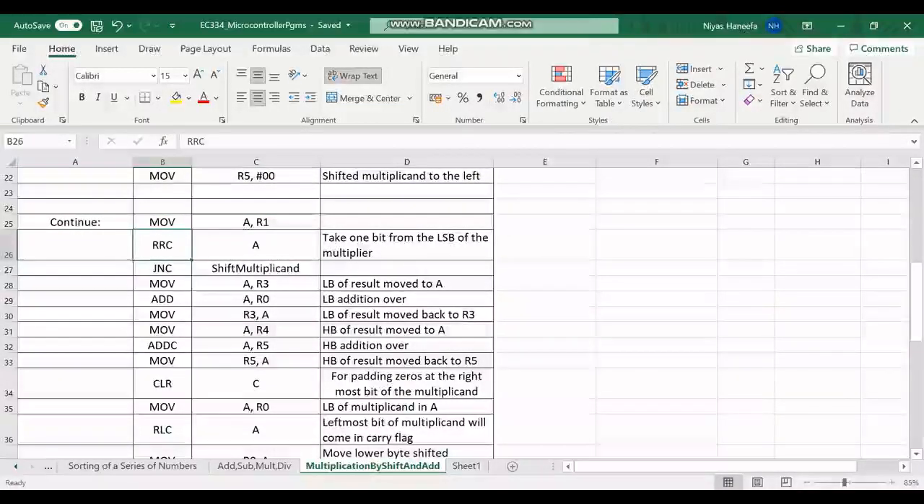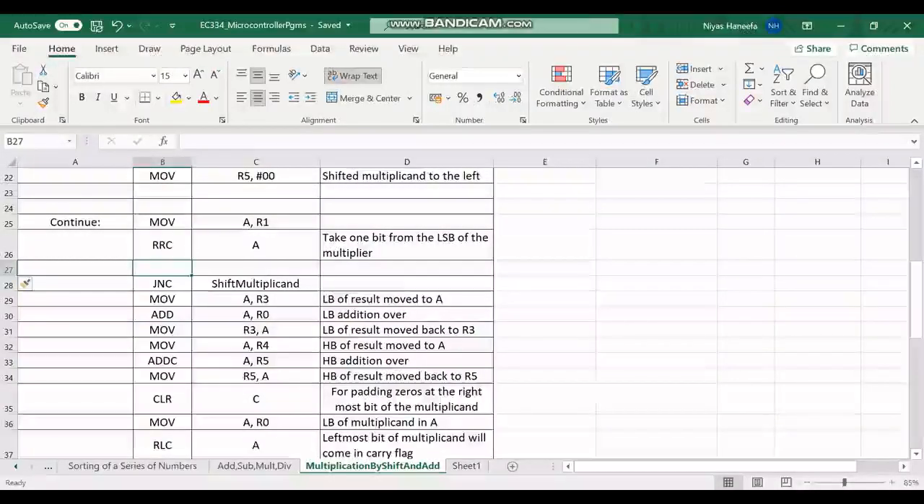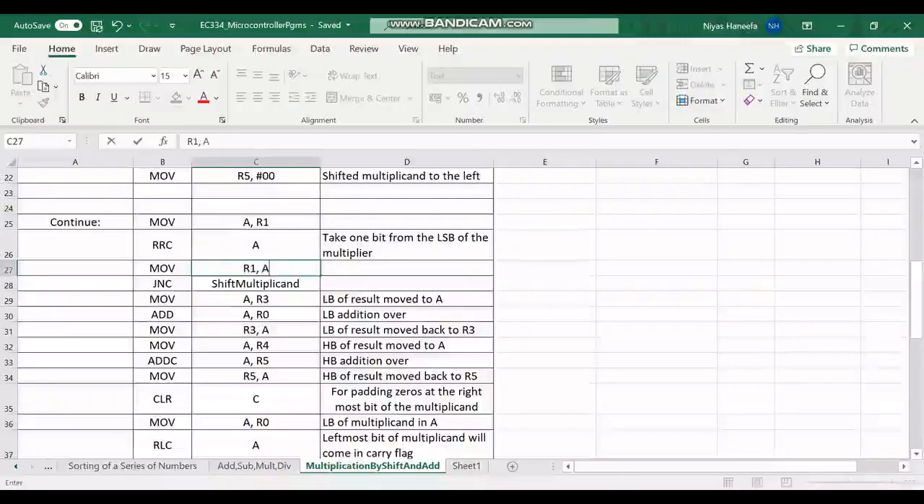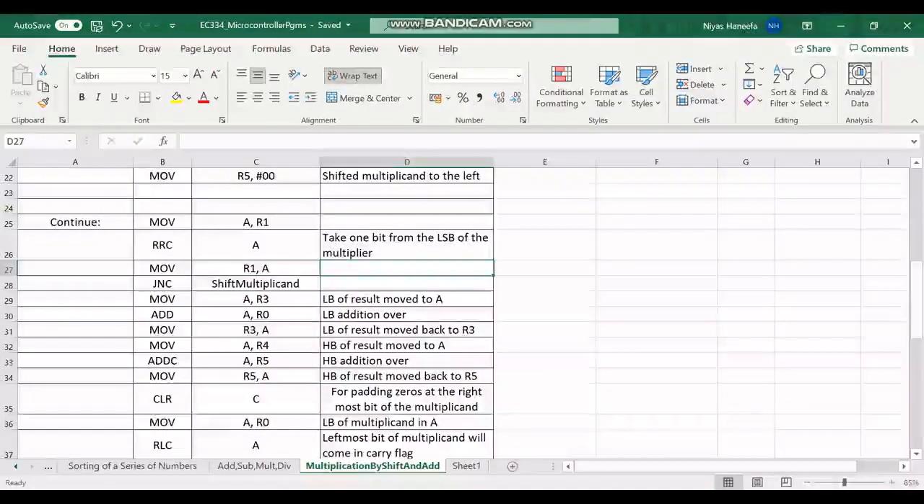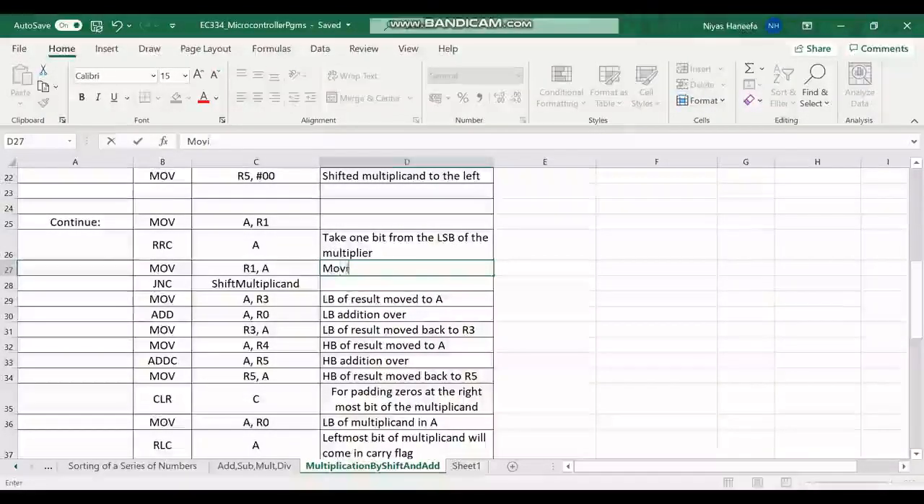We will check whether there is a carry. We'll rotate it and see whether there is a carry. One instruction we missed here. Whenever you are doing this rotation, addition, everything, that is through the accumulator, but you have to move it back. Otherwise, you won't get what you want to achieve, because A will get overwritten, since most of the arithmetic operations involve A. So once you do something with A, you have to move it back to the corresponding registers or memory location, whatever you have used. So move R1 comma A. This means moving back the shifted multiplier.